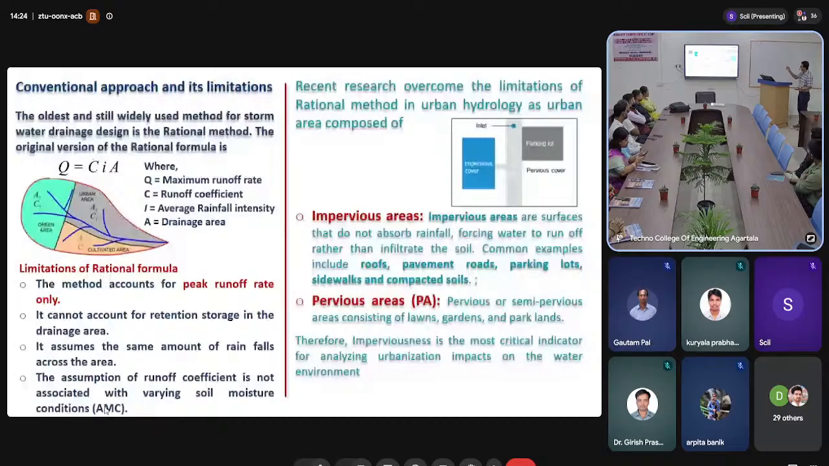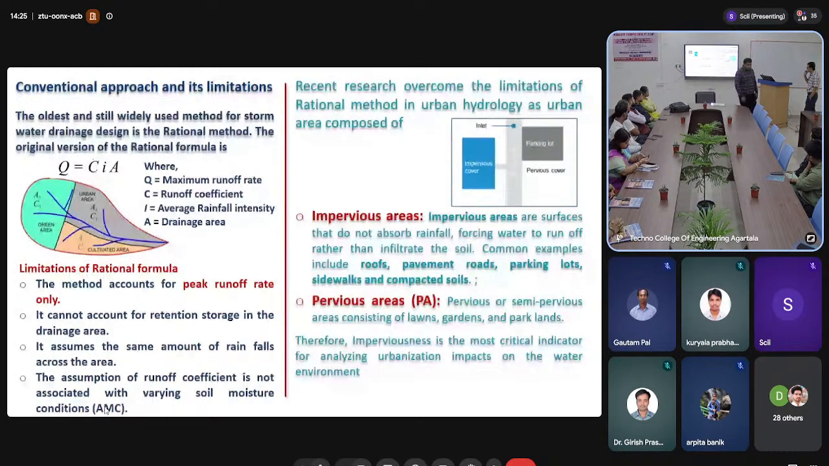The I is the average rainfall intensity. It assumes the same intensity of rainfall is occurring over the whole area. It is very much unrealistic. If the rain starts in the morning, the intensity changes with time, and there are spatial changes as well. So if you consider an average rainfall intensity, it is not real. And the fourth one, very important, is the runoff coefficient. The runoff coefficient we pick is also not realistic. Why?